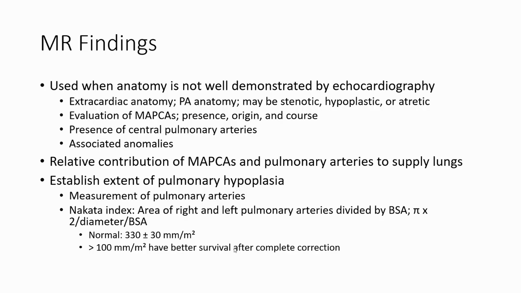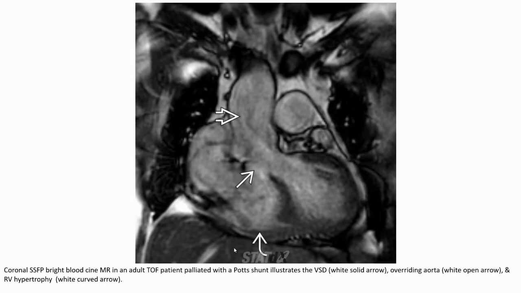MRI findings. MRI is used when anatomy is not well demonstrated by echography, to determine the relative contribution of MAPCAs and pulmonary arteries to supply the lung and establish the extent of pulmonary hypoplasia. Coronal SSFP bright blood in another TOF patient, palliated with a shunt, illustrates the VSD, Y solid arrow, overriding aorta, Y open arrow, and right ventricular hypertrophy, Y curved arrow.